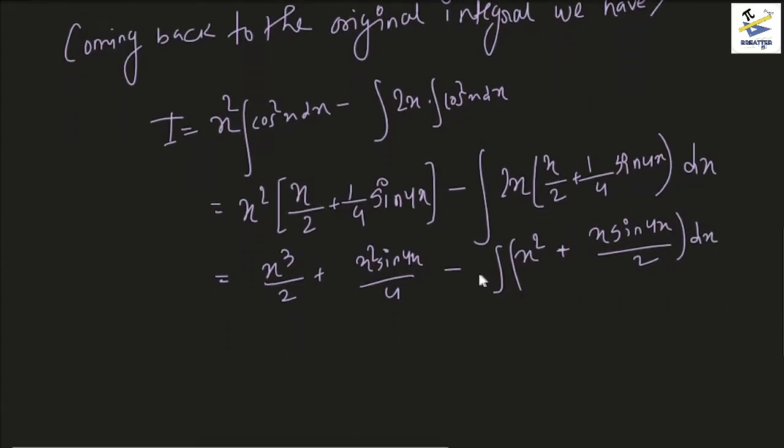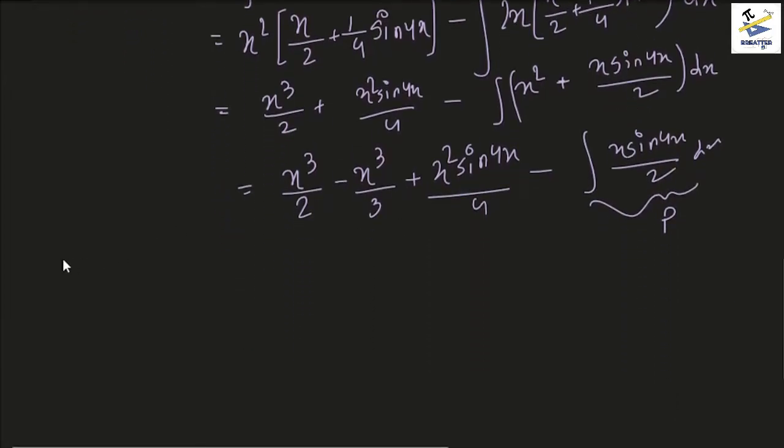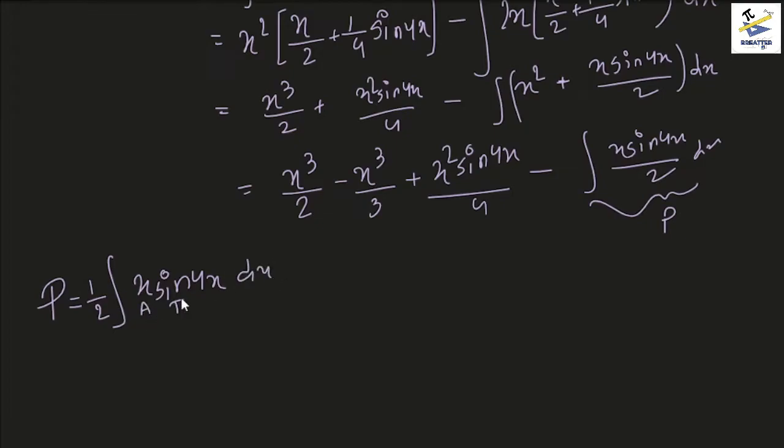Here you can see that the integral of minus x squared dx is just minus x cubed by 3. So what we'll write is this, minus x cubed by 3. The x square sine 4x by 4 term remains as it is, and what we are left with is this integral x into sine 4x by 2 dx, which let us rename as capital P, and we shall evaluate it below. Now, as before, this is the algebraic function, this is the trigonometric function. So by IBP, what we get is this.